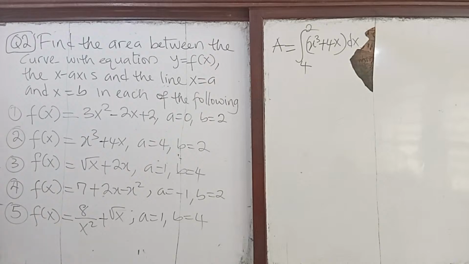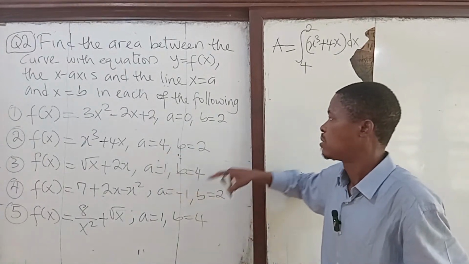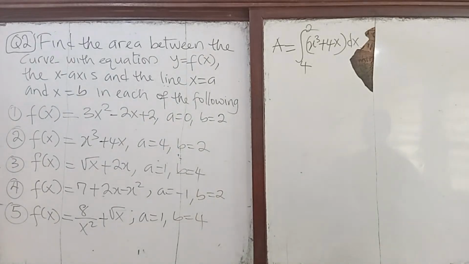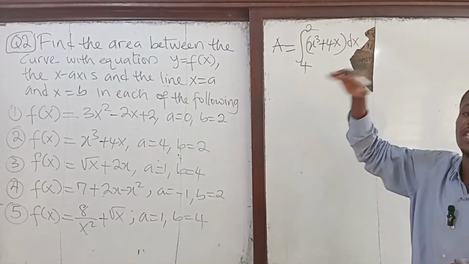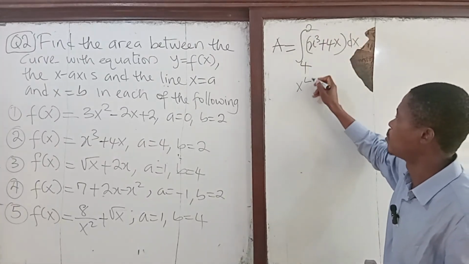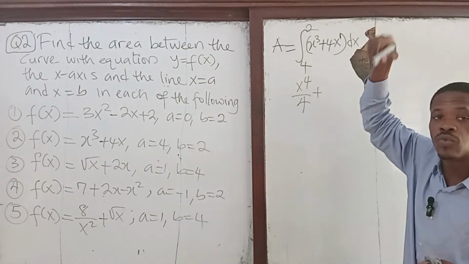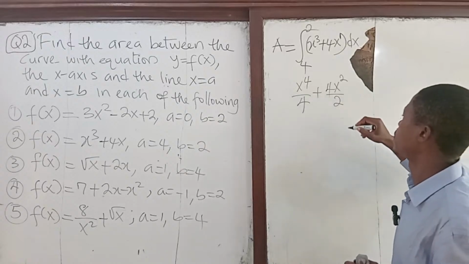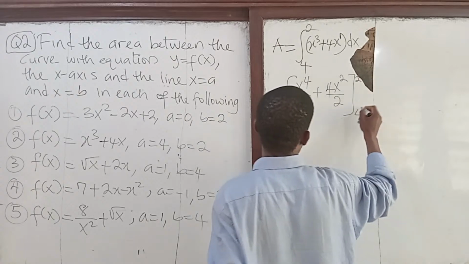That's the line x equal to a, that's 4, and the line x equal to b, that's 2. The next thing to do now is to do our integration. Integral of a sum of functions will be the integral of each of those functions. x cubed, the power plus 1, that's x to the power 4 over 4, then plus 4, a constant, that will be 4x squared over 2. Then close the brackets, with the upper limit 2 and the lower limit 4.